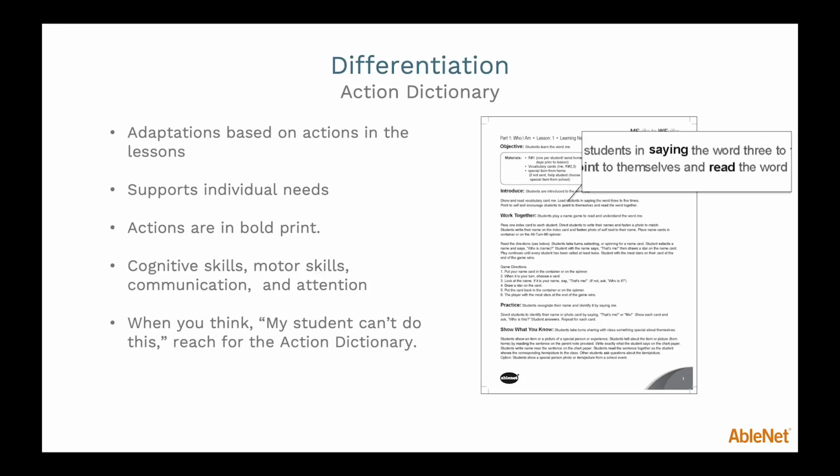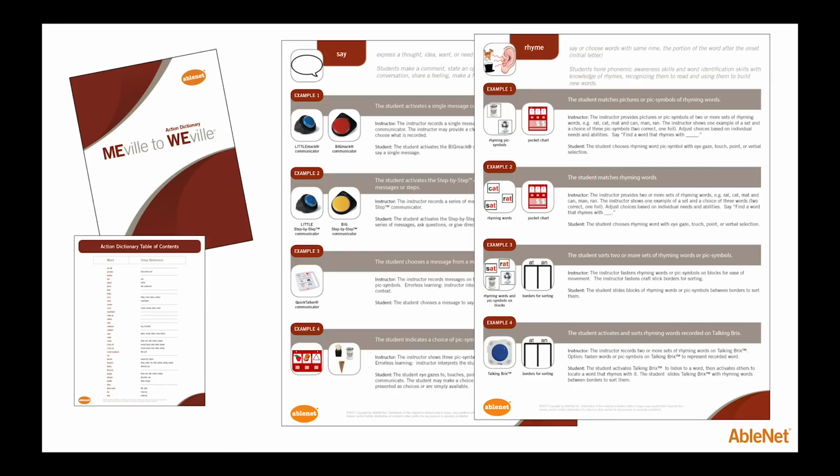If you do not have the devices or resources in your class, you do not need to purchase them. These are suggestions for you to start with, and we encourage you to use what you have and make decisions based on the individual strengths and needs of your students. Here are 2 example pages from the Action Dictionary for the word say and the word rhyme. You'll notice that below each word are suggested adaptations for that action. Keep in mind this is a starting point. You may need to adapt these to meet the specific needs of each learner.